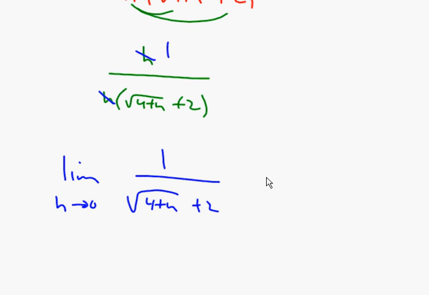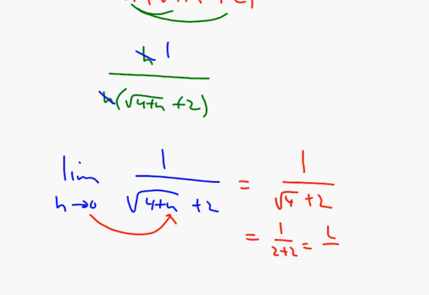And for the first time in this limit, I can plug in h equals 0 and not get something that's undefined. So let's do that. I plug in h equals 0. I end up getting 1 over the square root of 4 plus 2, or 1 over 2 plus 2, or 1/4. Well, that's amazing. That's what I thought the slope was getting close to in the first place. And we just proved it.